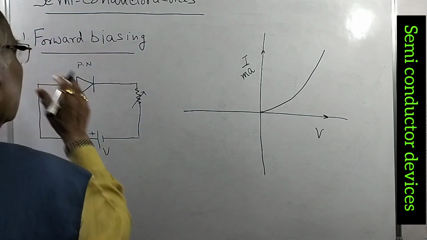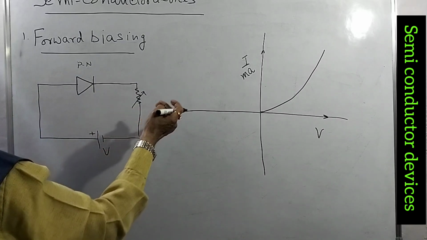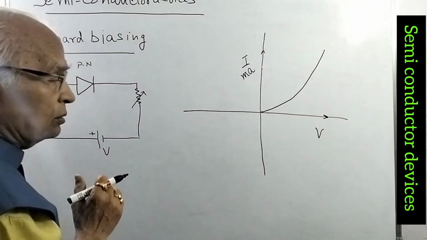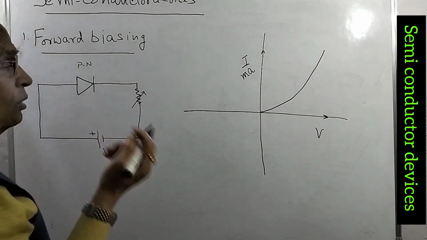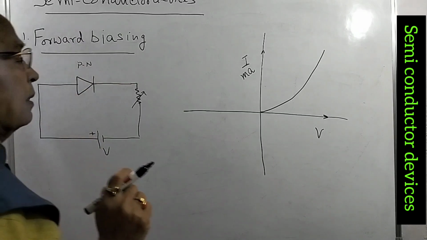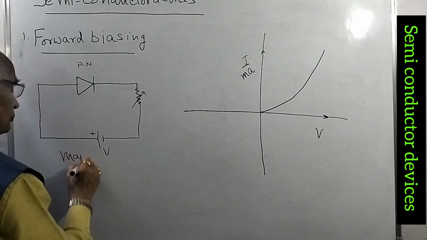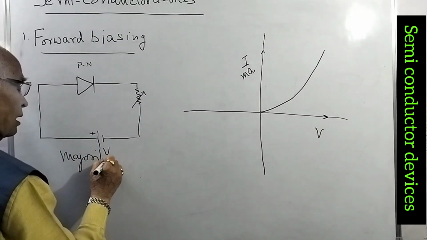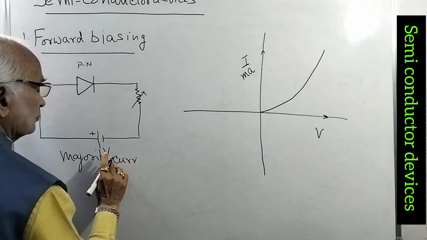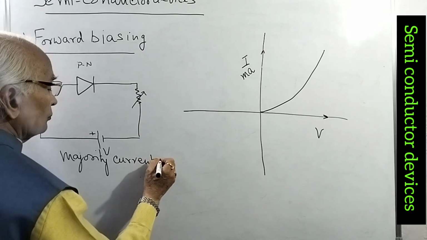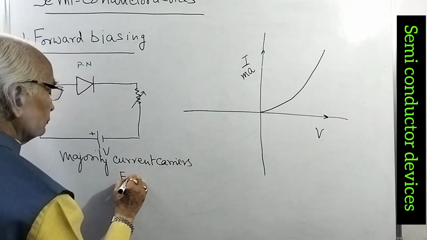So this is the forward biasing: the majority current carriers are electrons and the minority current carriers are holes. Minority is very, very small, and minority will move when it is reverse biased. When forward biased, the current flow is due to the majority current carriers. Majority current carriers are electrons.